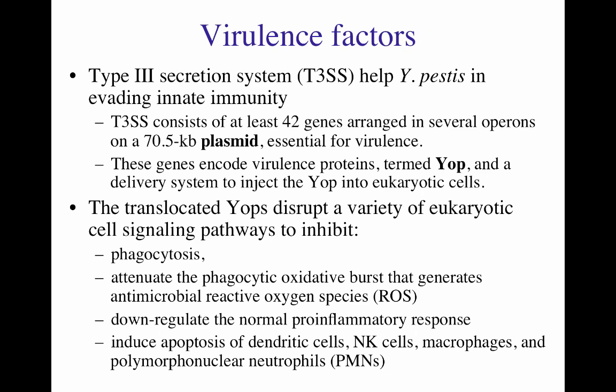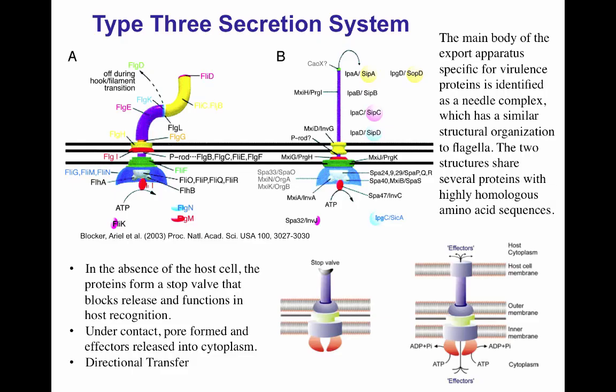cells, and neutrophils. So just to remind you, here to the right we have a picture of a type 3 secretion system, which is called the injectisome. It has a lot of similarities to the proteins that encode the flagellum, shown over here on the left. And like the flagellum, it is a hollow structure that hydrolyzes ATP and is able then to transport proteins from the cytoplasm of the bacteria into the cytoplasm of a target cell.